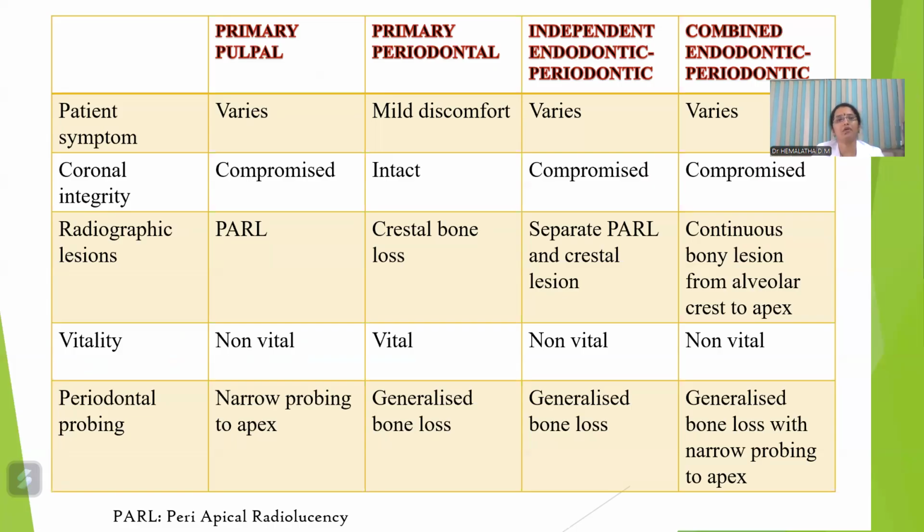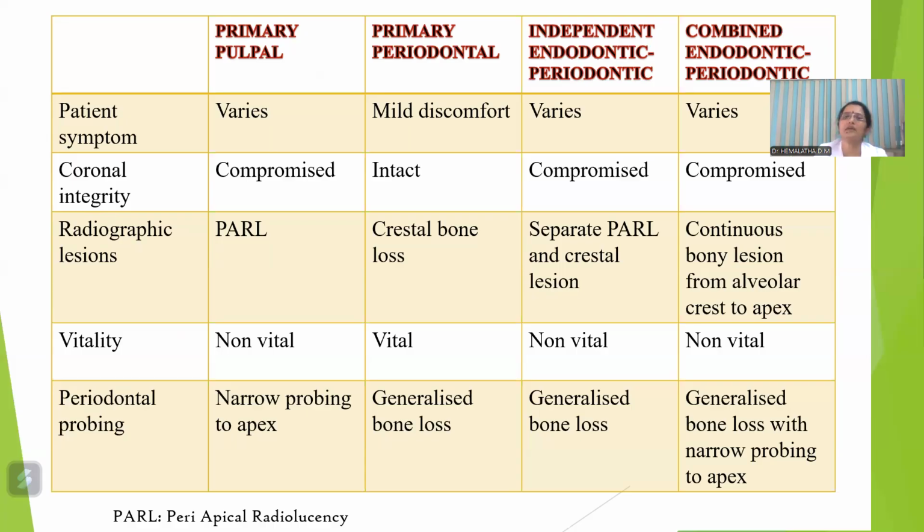And in primary periodontal lesions, the patient might have mild discomfort, and the coronal integrity is often intact with a mild crestal bone loss on radiographic evaluation. And there are high chances that the tooth is often vital and there is generalized bone loss. And during periodontal probing, as I have told you, it will be a broader and a deeper periodontal pocket.